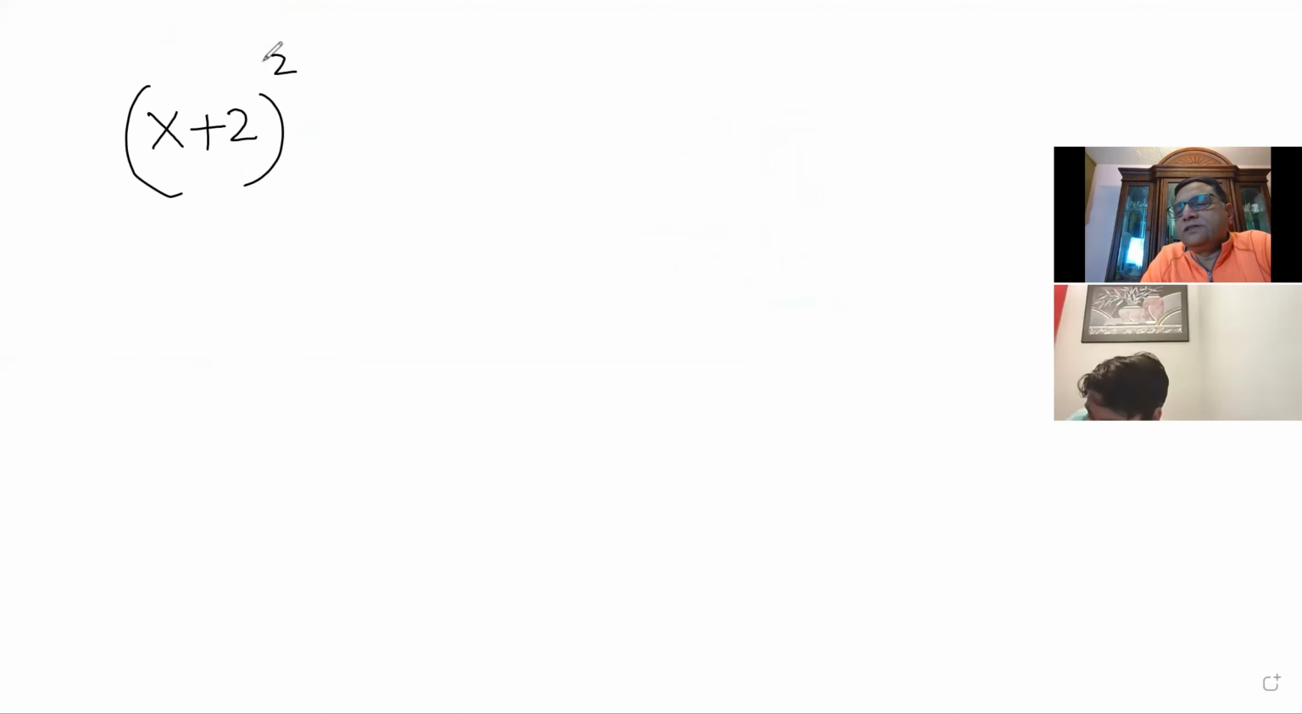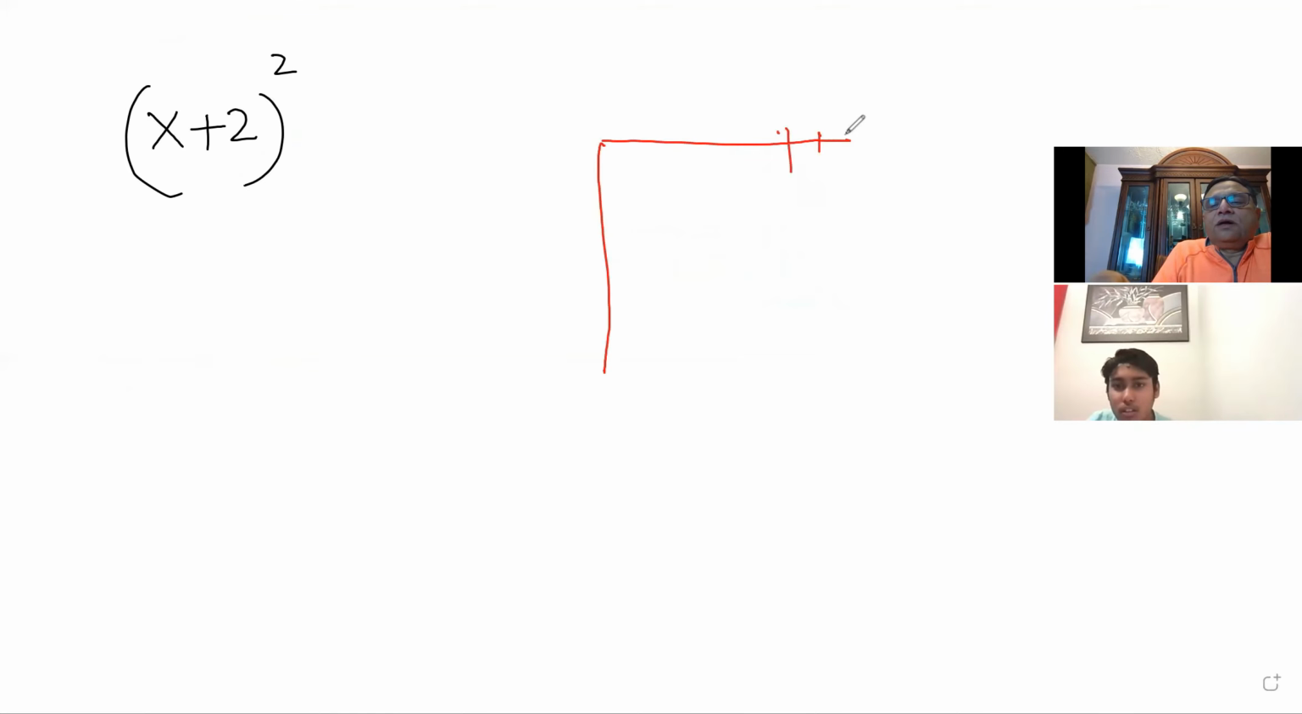So now let's do perfect squares and see how perfect squares can do. Which I'm trying to say is something like this. If I have x plus 2 whole square, how will I expand this? x plus 2 whole square, sir? Yes. So it'll be x squared plus 4. So we have this side as x, 1 and 2, right? And here also we have x, 1 and 2, correct?